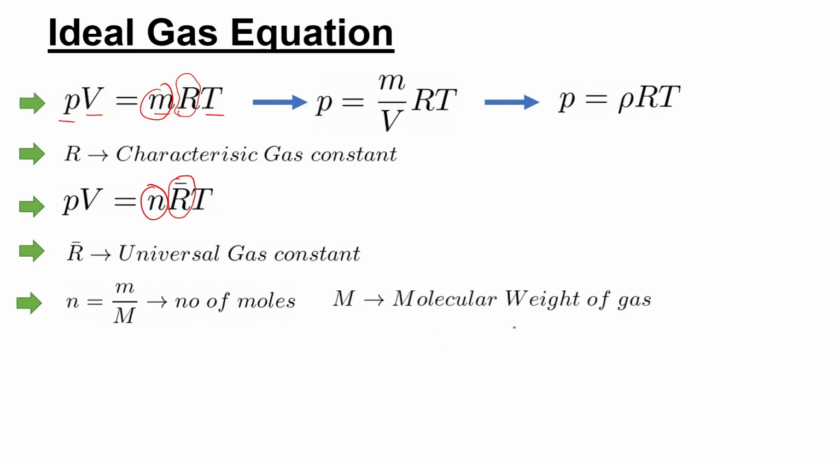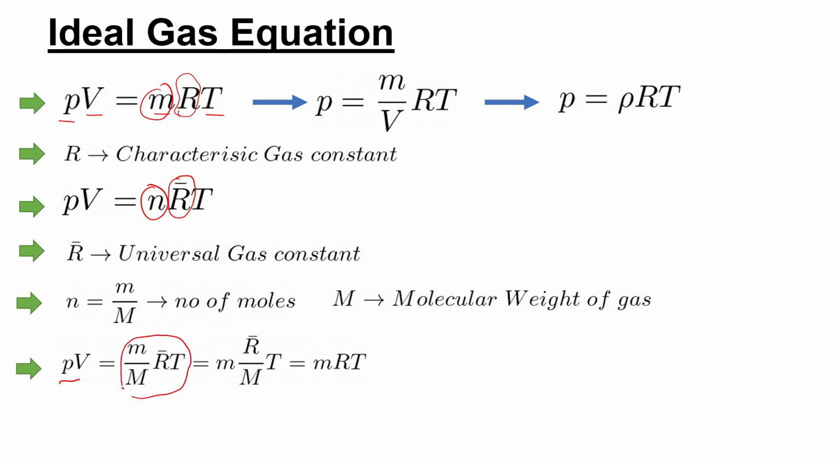So M is the molecular weight of the gas. So PV is equal to m by M R bar T. If you substitute this N here, it is m by M R bar T, so it will become m into R bar by M into T. This R bar by M is called the characteristic gas constant. This is how these two are related to each other. If you divide the universal gas constant by the molecular weight of the gas, you will get the characteristic gas constant.